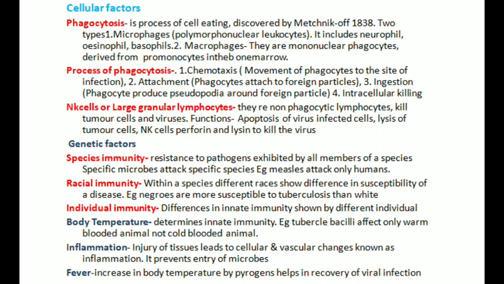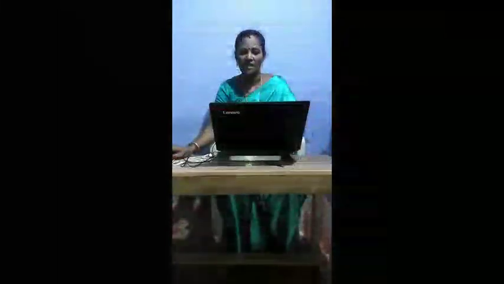Then fever. When any microorganism, especially virus, infects our body, pyrogens are secreted by the immune system. The pyrogens elevate the body temperature. When the body temperature increases, the virus inside the cell is killed.